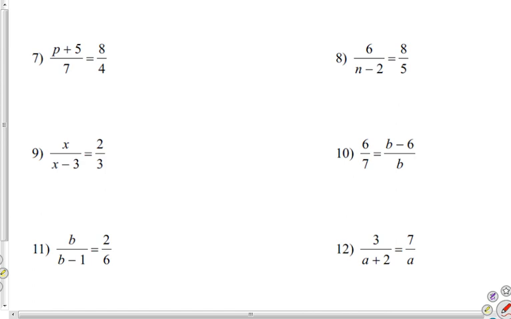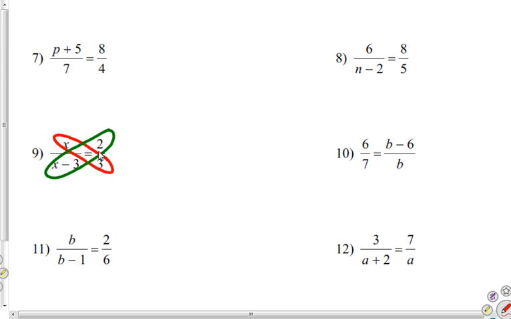I promised you a couple of these problems here today, so we're going to take a look at number 9. This is on the proportion worksheet. We're going to cross multiply. So we need the red loop and we need the green loop. These are a little trickier than the ones above.